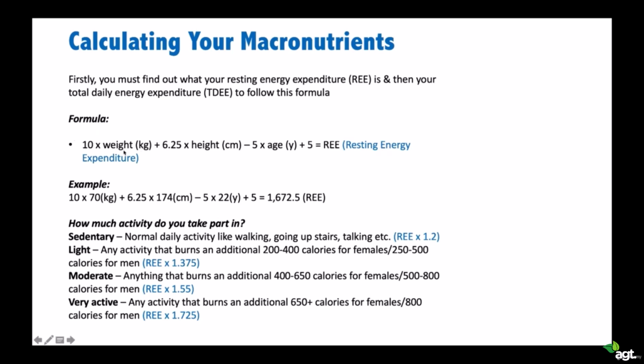So here's the equation. It will be 10 times your weight in kilograms, plus 6.25 times your height in centimeters, minus 5 times your age in years, plus 5. That will give us your REE, your resting energy expenditure. So for example, let's say a male who weighs 70 kilos, who's 174 centimeters, who's 22 years of age. We put that into the equation and we get an REE of 1,672.5.